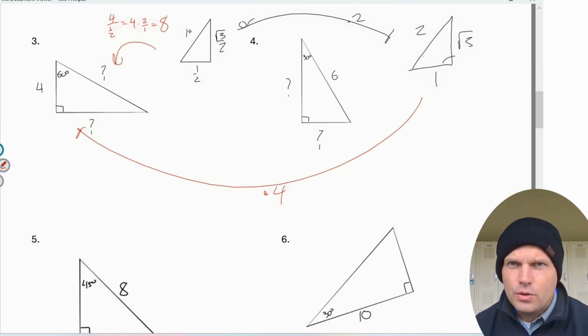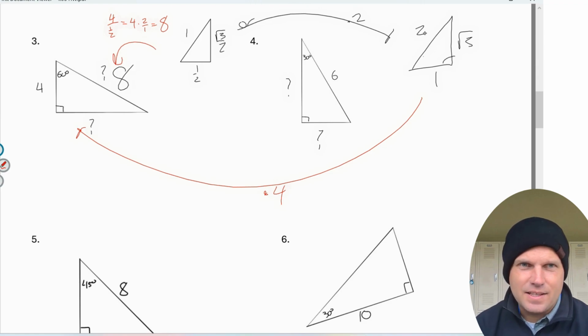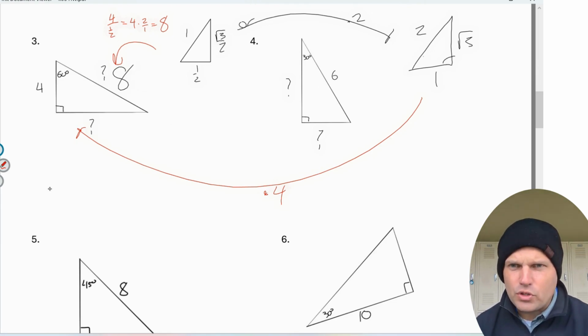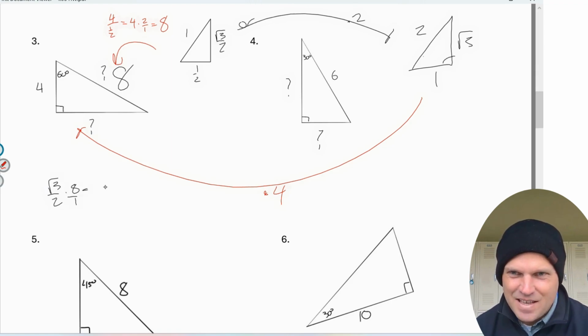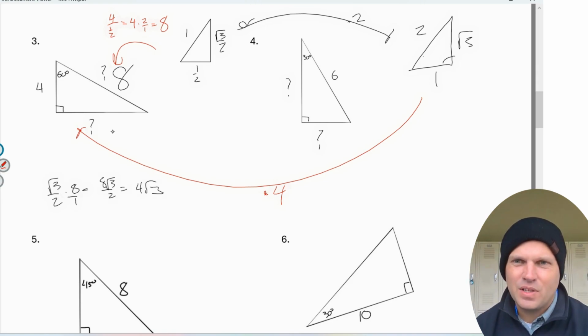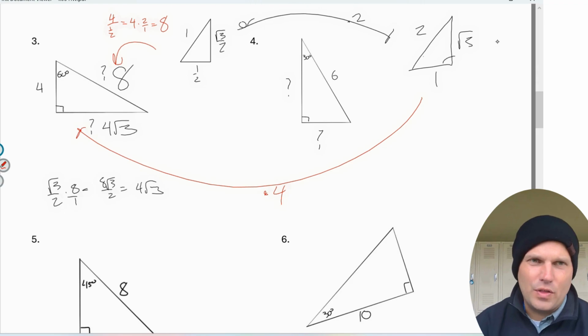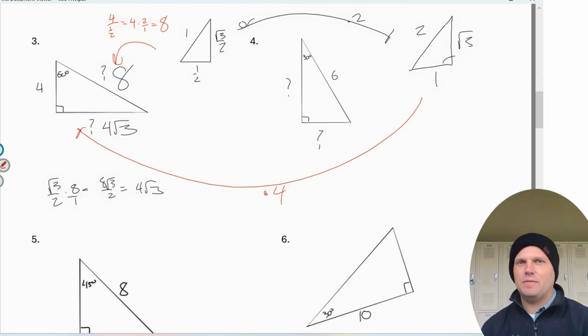So this times 8 is 8. This times 4 is 8. Root 3 over 2 times 8 is 8 root 3 over 2, which is 4 root 3. Or this times 4 is 4 root 3.